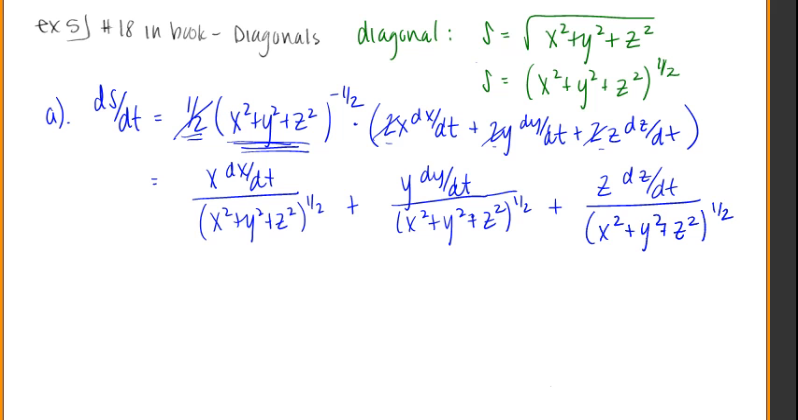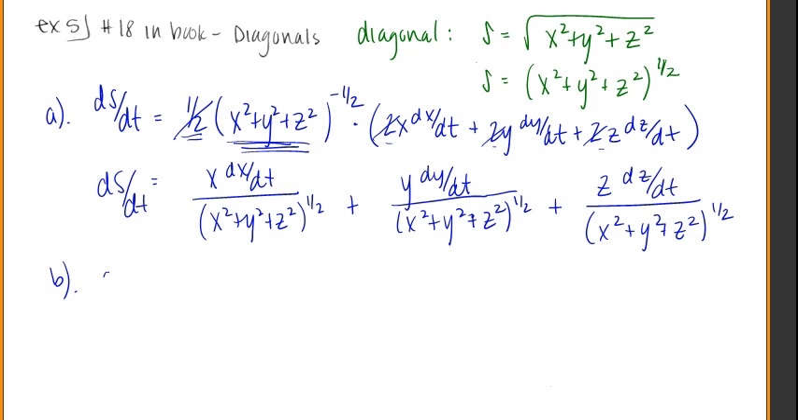Okay, so this would be finding the rate of change of the diagonal, assuming that all three dimensions are also changing, your length, your width, and your height. And that's what this first part is telling you to do. Now part B asks, how does the change in diagonal relate if x is held constant? So x is a constant variable.